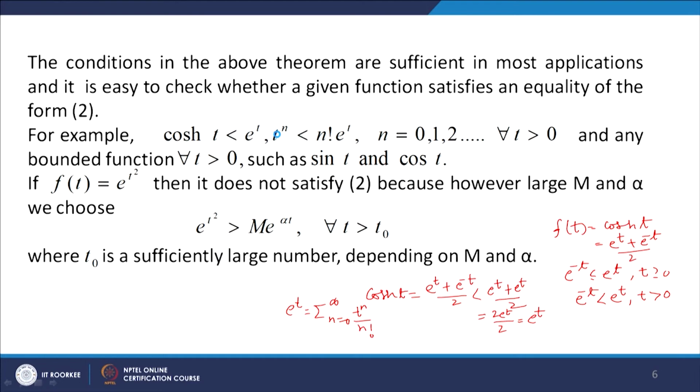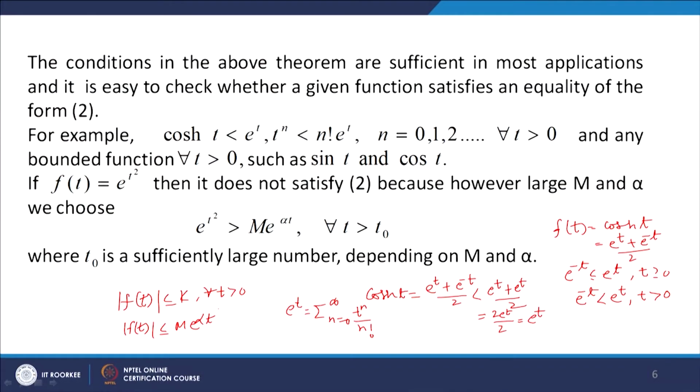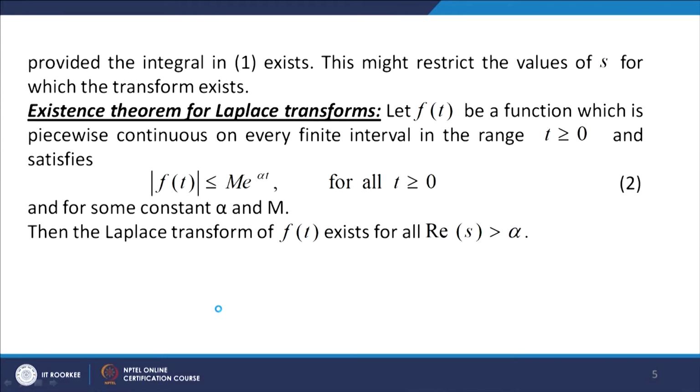And if you take any bounded function, say |f(t)| ≤ K for all t greater than 0, then it obviously satisfies the condition |f(t)| ≤ M e^(αt). For example, you can take f(t) = sin t and cos t; they are bounded by 1. So all bounded functions satisfy the condition given in the existence theorem.